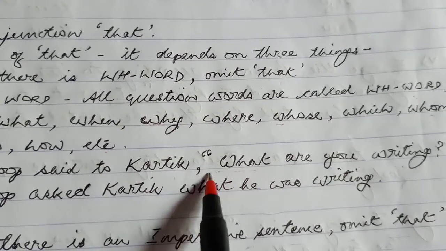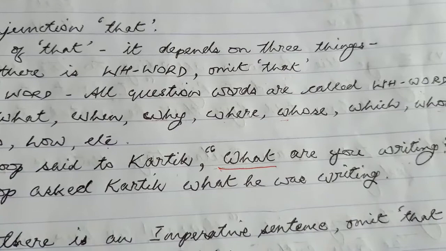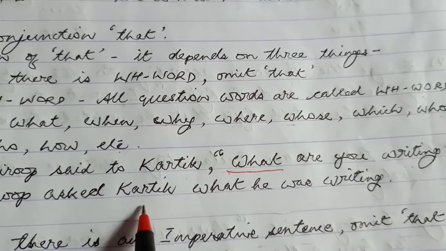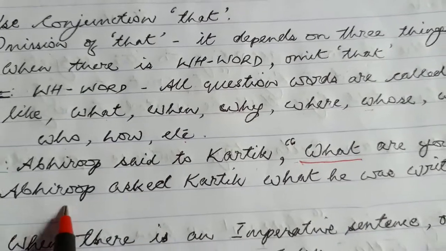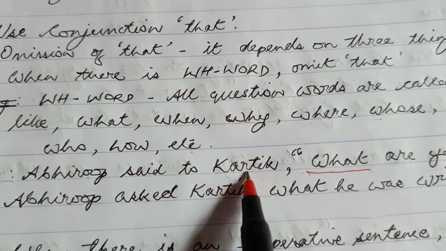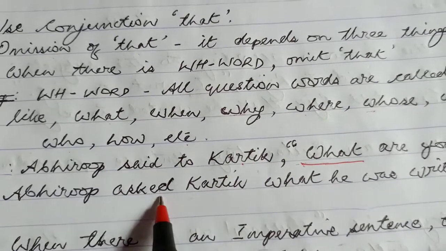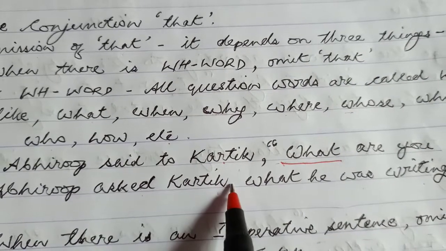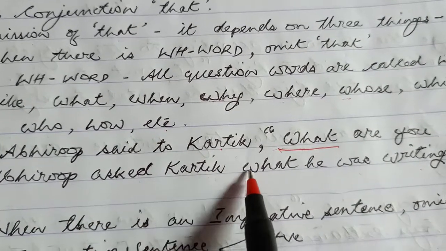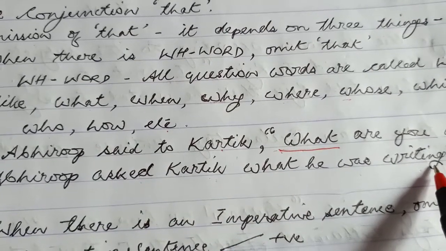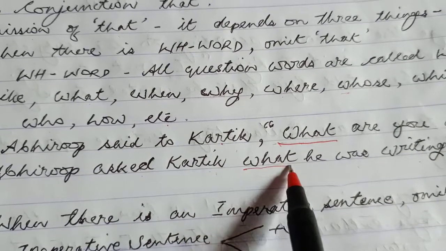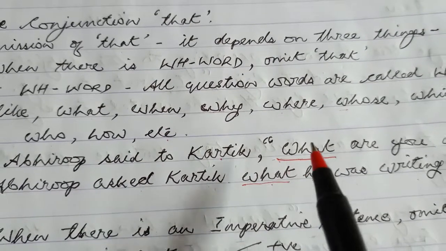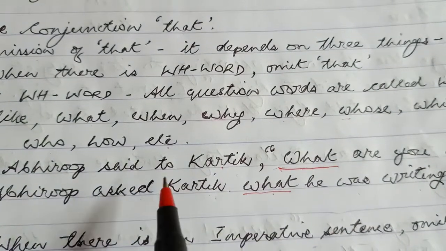Now what is WH word here? Here what is a question word. Now when there is a question word, do not use that, that's it. Right, so omit that. So Abhirup asked, because here Abhirup is asking Karthik, what are you writing? So Abhirup asked Karthik what he was writing. So we have not used the word that. Abhirup asked Karthik that what he was writing would be wrong, because we have the question word what here. So when there is a WH word, do not use that. So this is the first case where we have learned the omission of that.